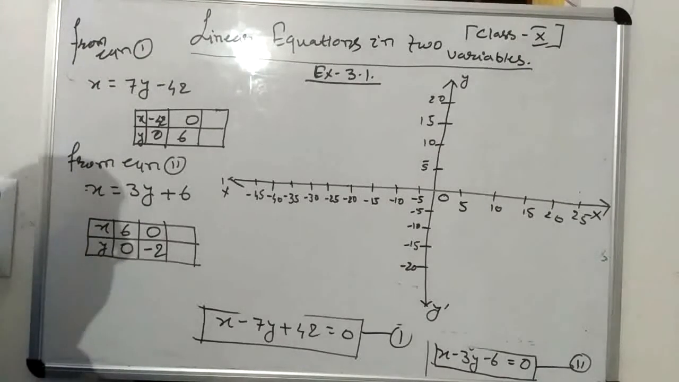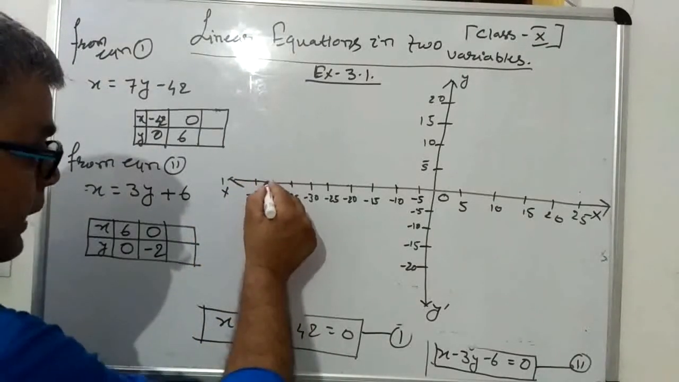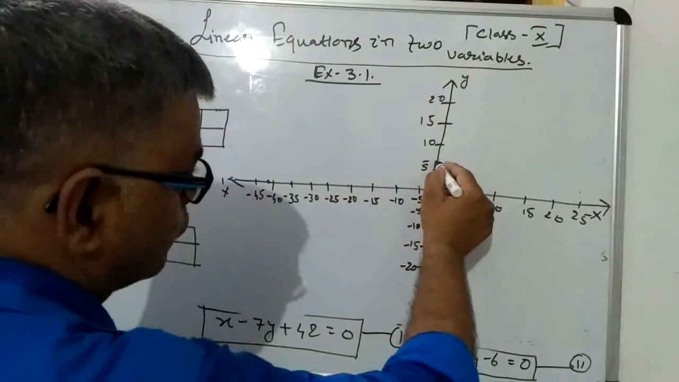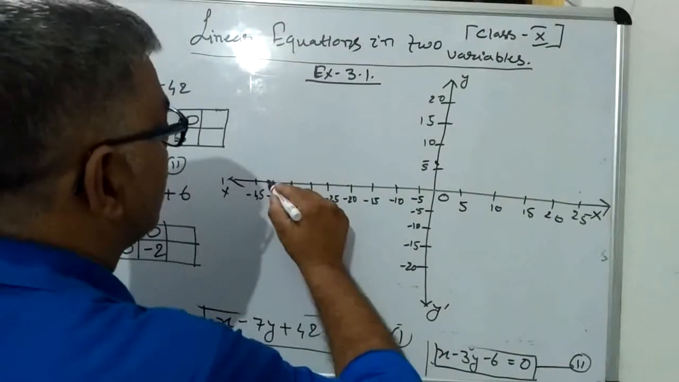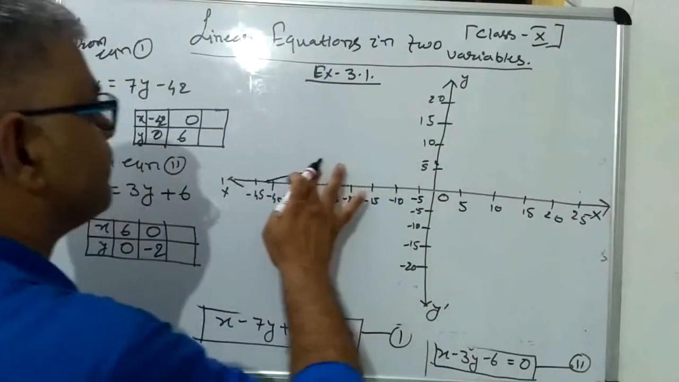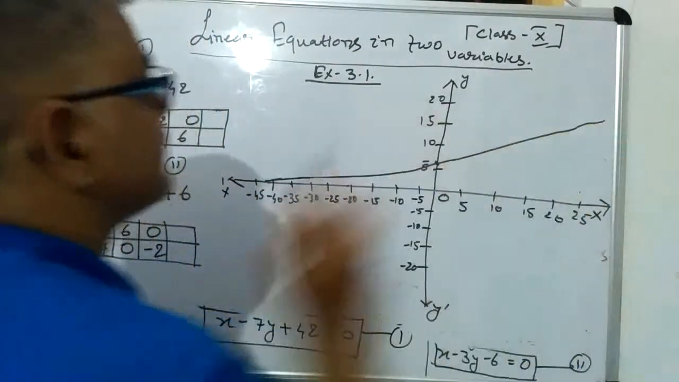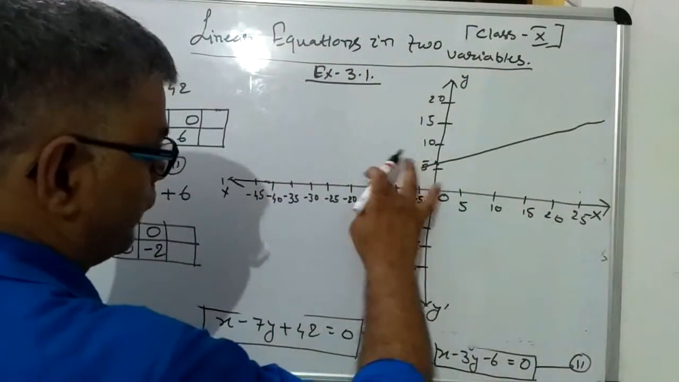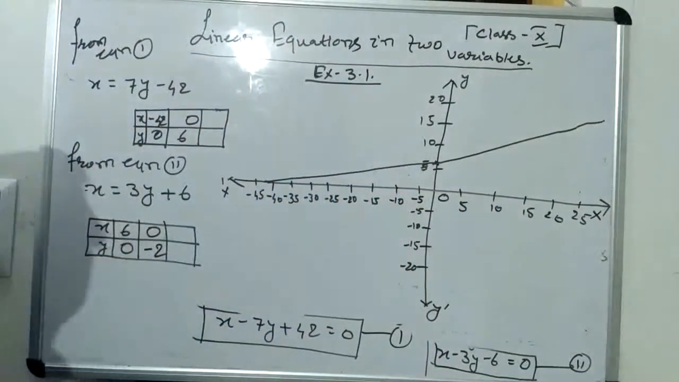When x equals minus 42, then y equals 0. It means it will be somewhere here. And when x equals 0, then y equals 6, so I think it will be here. Now join these two points. You need to draw it on graph paper. Then you will get a straight line. Here it does not look like a straight line, but when you solve it on the graph, you will get a straight line. Okay?